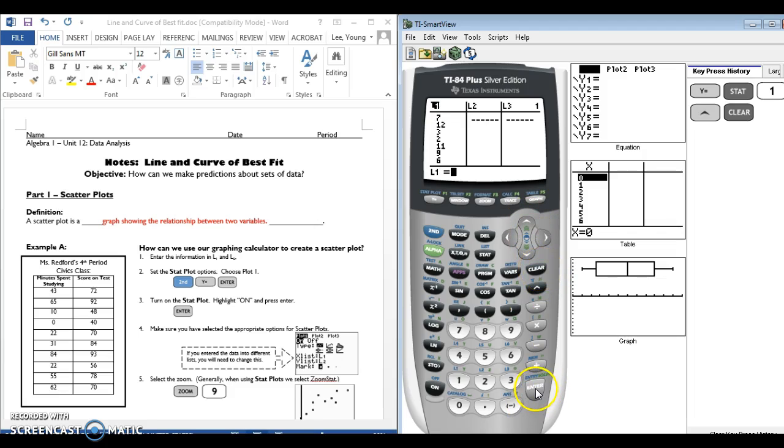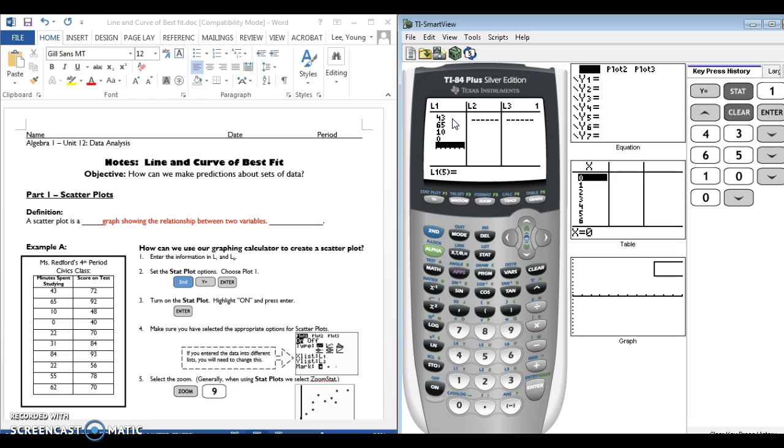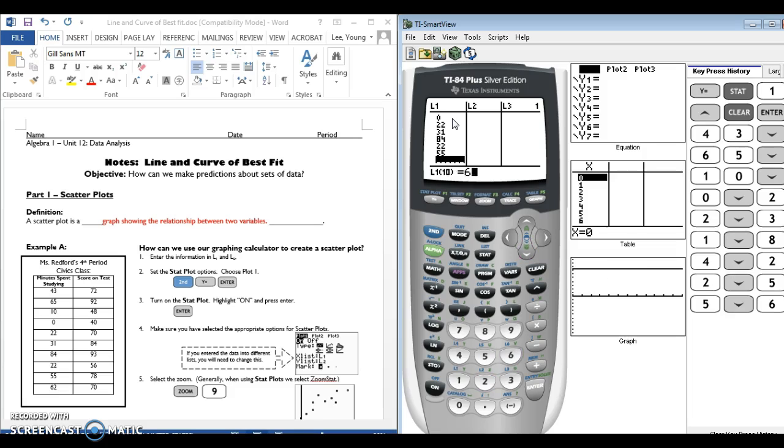If you look at L1 and L2, this time we have two rows of information. So we're going to put both of them in L1 and L2. Minutes spent studying will be in L1 and scores on the test will be in L2. I'm going to start with 43, 65, 10, 0, 22, 31, 84, 22, 55, and 62. That's my 10th value. Is that right?